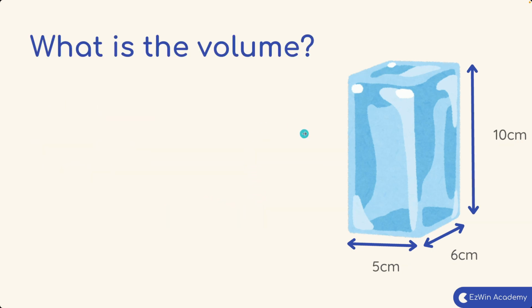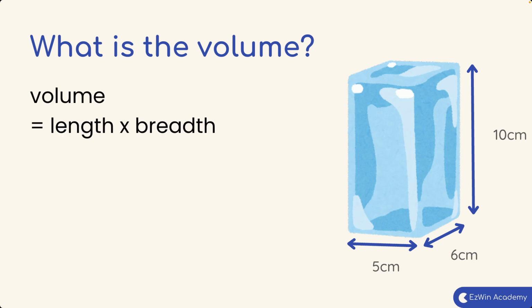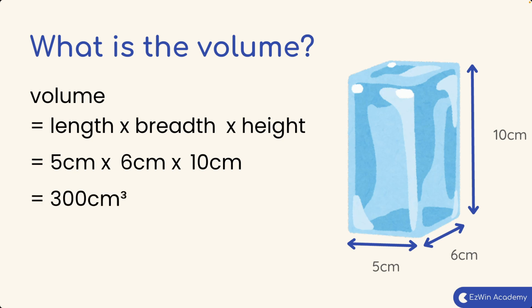Let's go through a simple example. What is the volume? If you remember, the equation is volume equals length times breadth times height. So the length and breadth over here is 5 centimeters times 6 centimeters, and the height over here is 10 centimeters. This is equal to 300 centimeters cubed. So for volume, we use cubed for our unit.